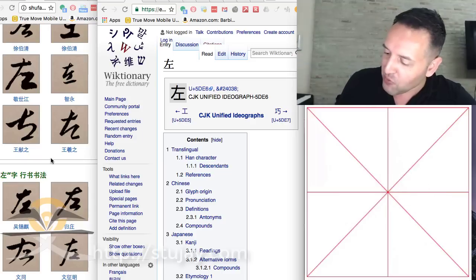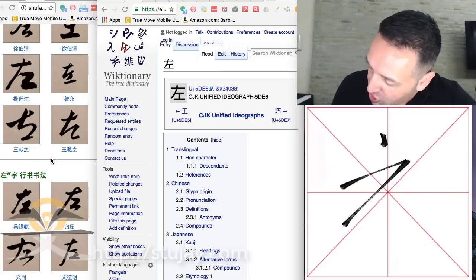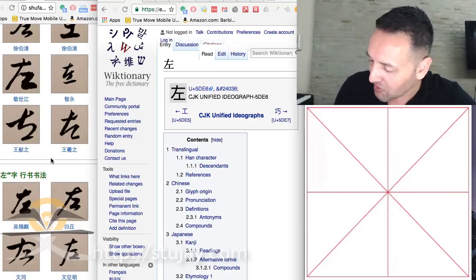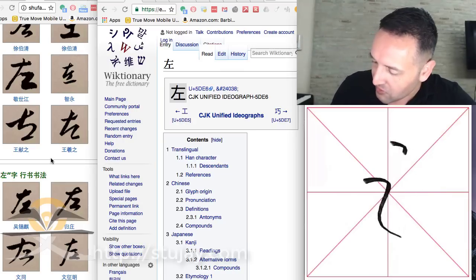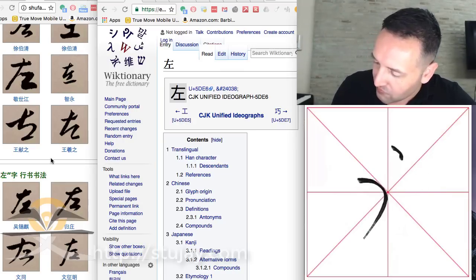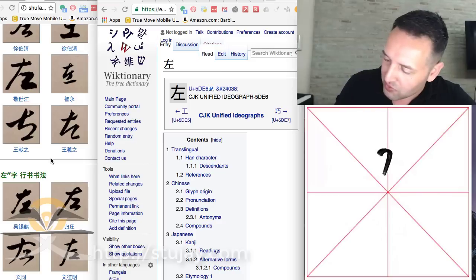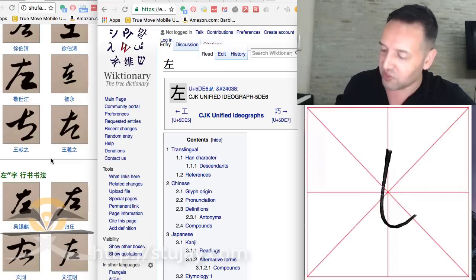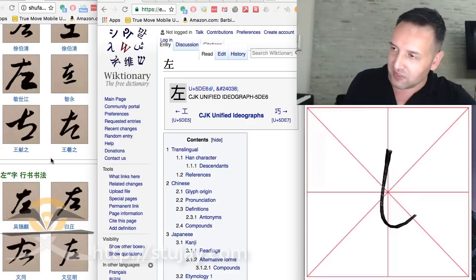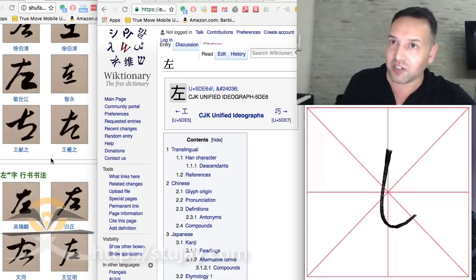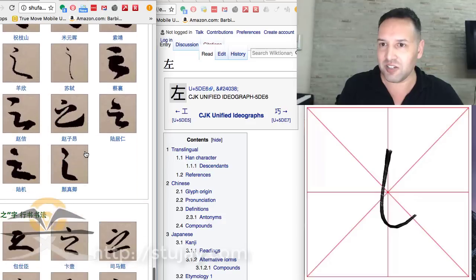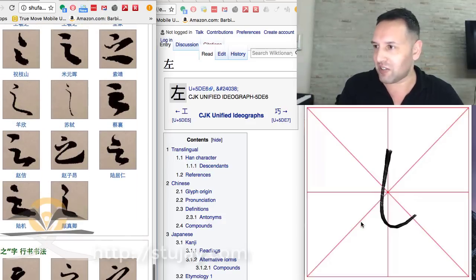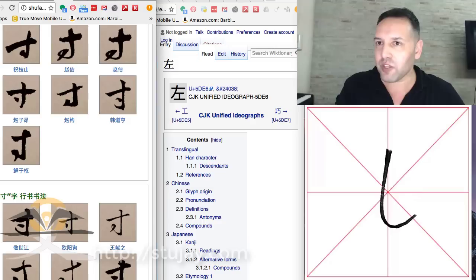Okay, now we have this 直 turning into this. 直 going down, turning into 直 and 喜. Okay, believe it or not, that's that one. You can see the transitions here, how they've changed into that. So that's 喜.